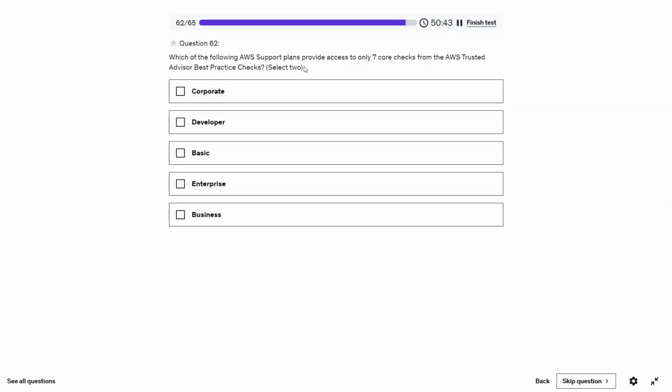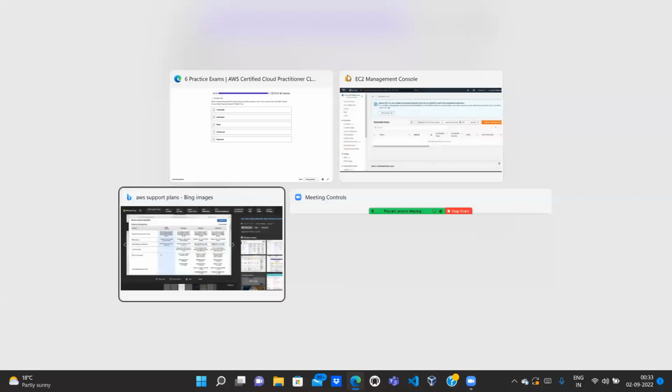Which of the following AWS support plans provide access to only 7 core checks? There are many core checks. So which plan will provide the 7 core checks to AWS Trusted Advisor? In the AWS Trusted Advisor, it will do the performance scan, security scan. So let me show you that as well.